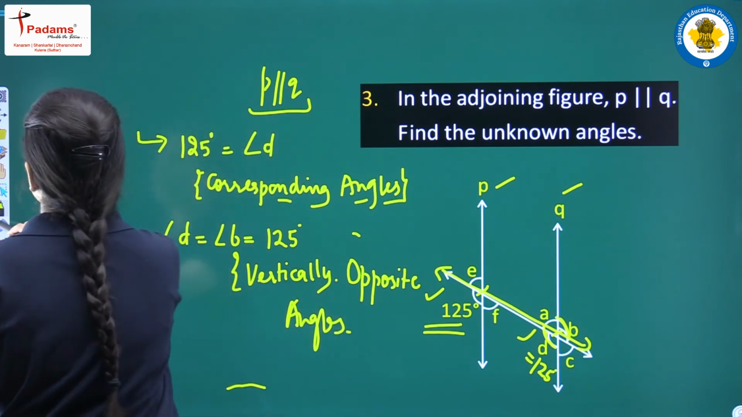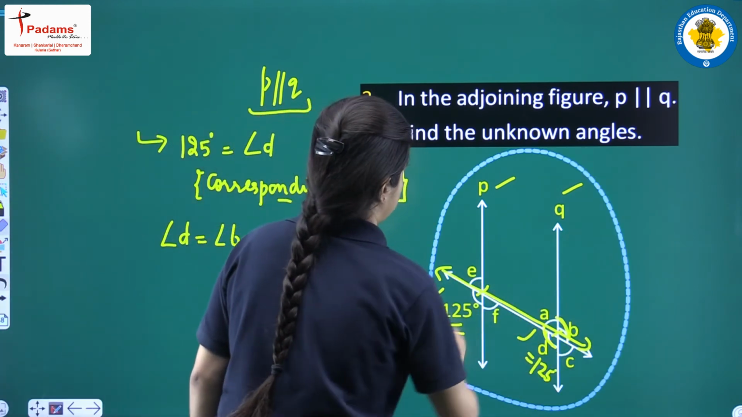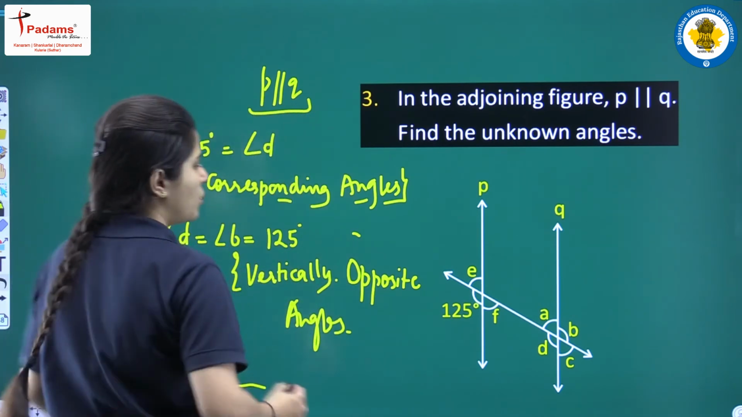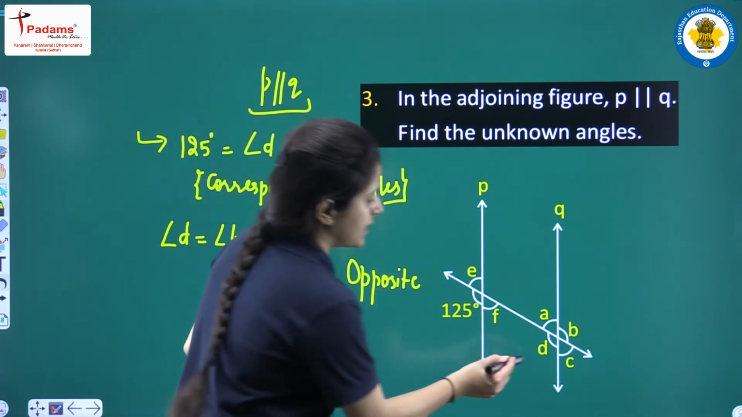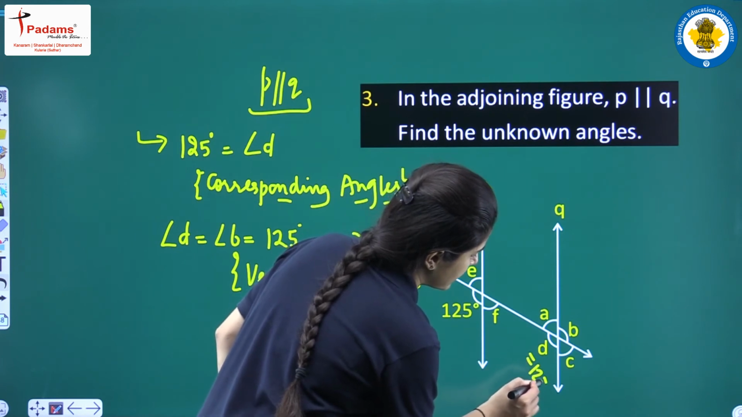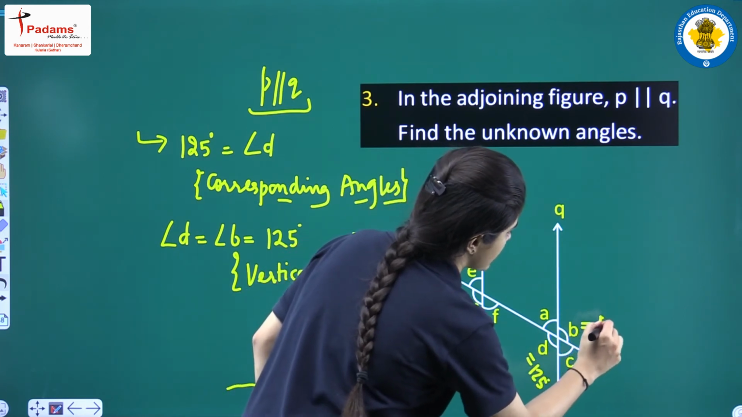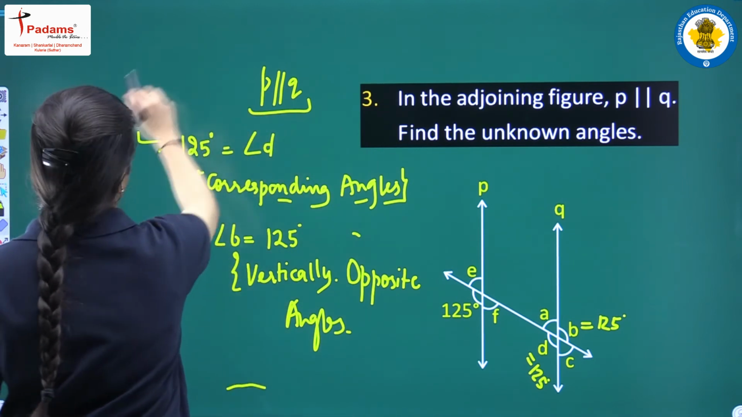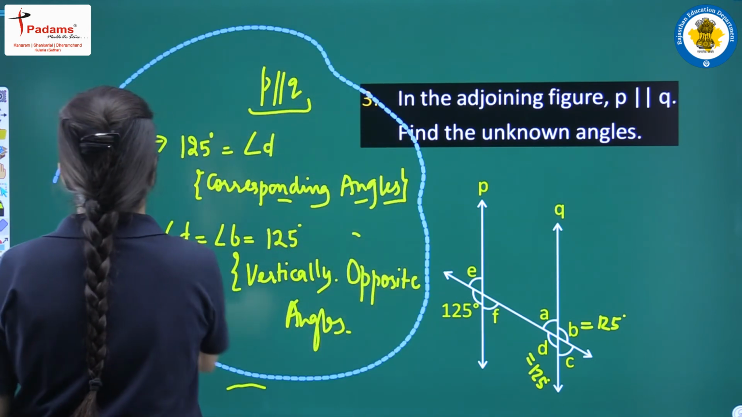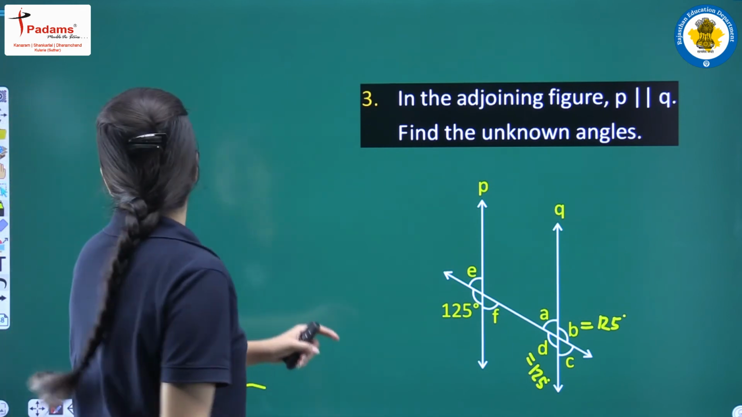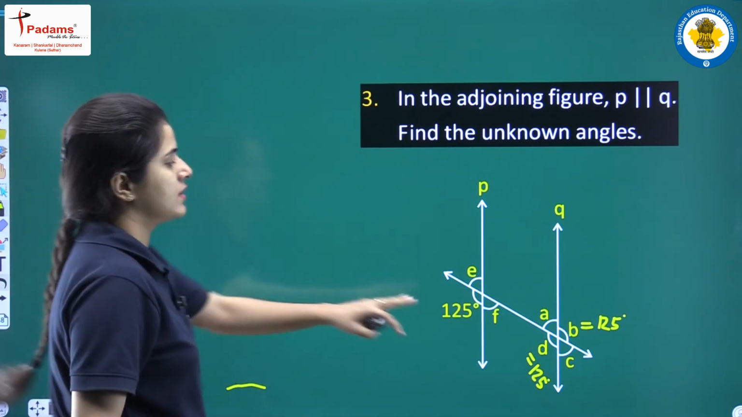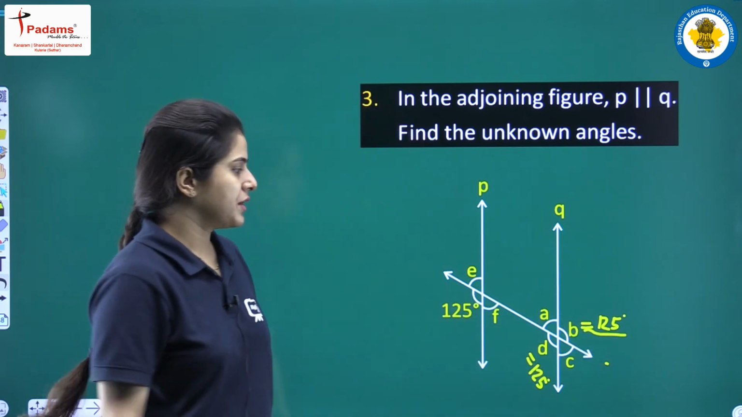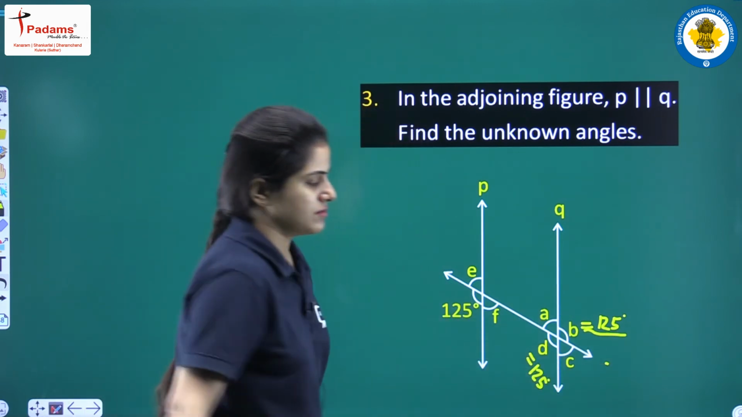Okay students, now have a look. Let me clear it up. Now we are just done with two angles. D angle is 125 and B angle is also 125. Okay students, now students will be having a look at the other parts. Clearly have a look students. This is angle B which is equal to 125, and this is angle C which is unknown.